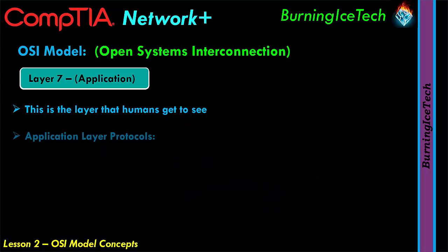Now, some of the application layer protocols could be stuff like HTTP or HTTPS if you find yourself using a browser, or FTP if you're transferring a file. You might also find yourself resolving a name with DNS or using email with POP3. All of these are actually, believe it or not, application layer protocols, guys.